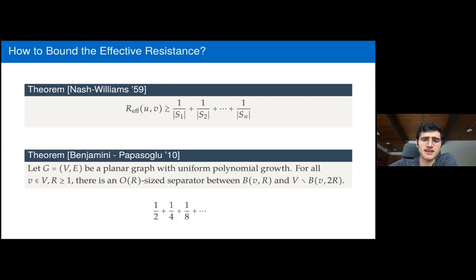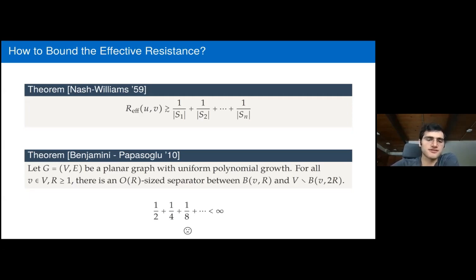But this is not enough to show recurrence of these graphs, because between a ball of radius 2^i and 2^(i+1), you only get a separator of size 2^i, and the bound that you get from Nash-Williams is the sum of this geometrically decreasing series, which of course converges.